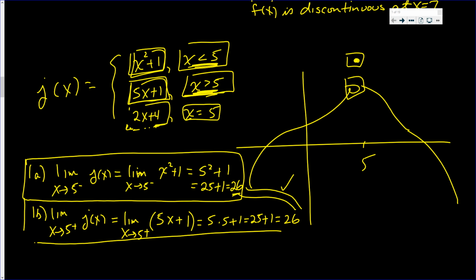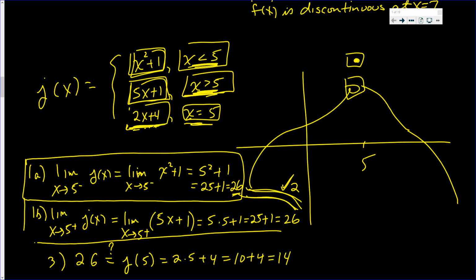And this check mark, that is the fact that these two are equal, that's number 2. Now number 3 is whether or not the limit is equal to j of 5, excuse me. And when x is 5, I use this rule. I get 2 times 5, which is 10, plus 4. 10 plus 4 is 14.